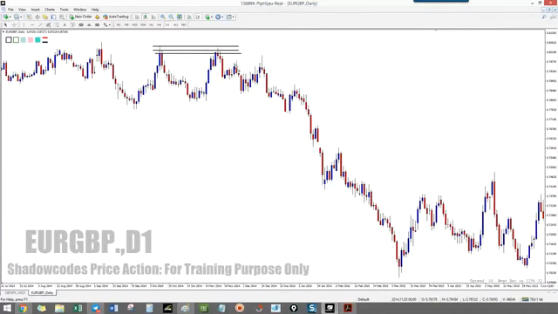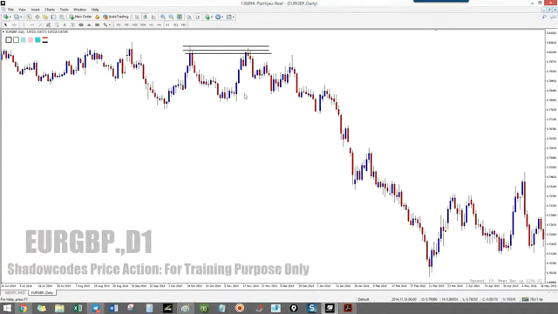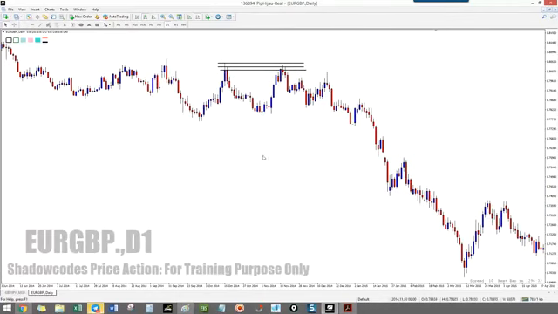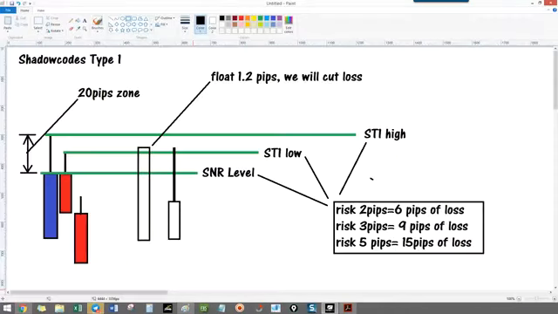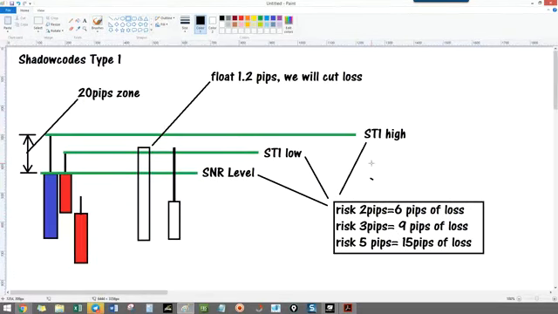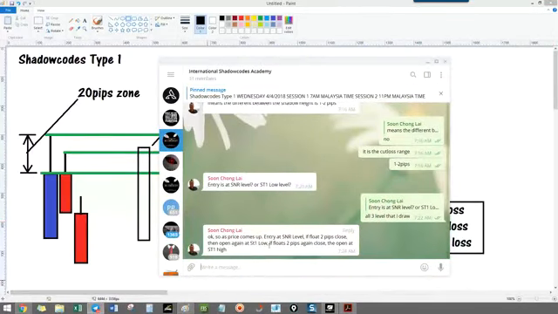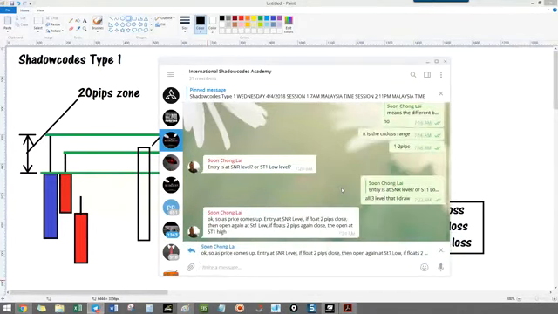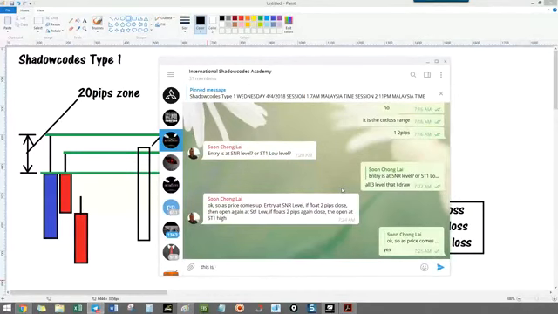You will lose this trade if you follow my SOP, because this ST1, let's read again. Chapter 5 is only an add-on to the previous topic. It is the least important compared to the previous ones. Okay, this is only the add-ons. So as price comes up, entry as unlabeled, if float 2 pips, close. Then open again. Yes, correct. Yes, this is the style.